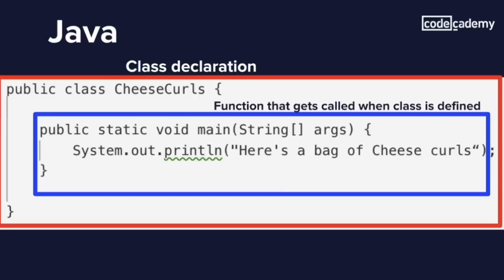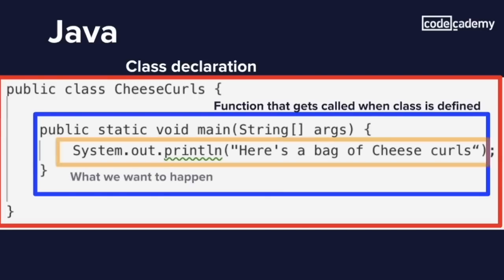Inside that required class declaration, we then create another function that will automatically get called when our code runs. Then inside that function, what do we want that main function to do? We want to print out to our system, here's a bag of cheese curls. So the red signifies this class-required wrapper that Java code must be written in. The blue box here represents the function that will get automatically called when our code is run. And then what do we want our function to do? Well, inside this yellow box, we're defining printout, here's a bag of cheese curls.